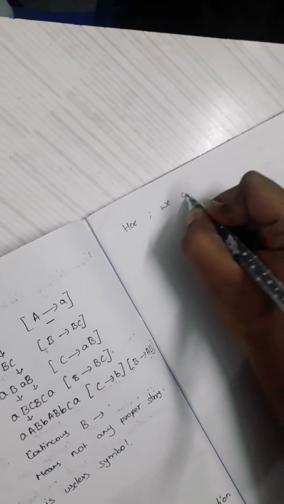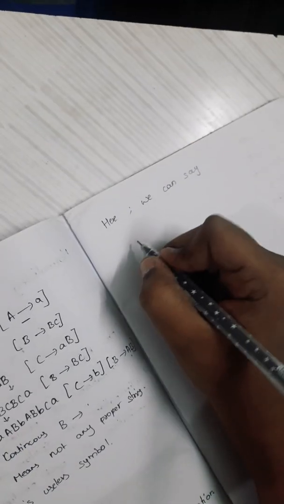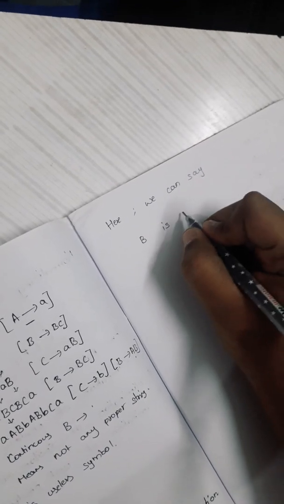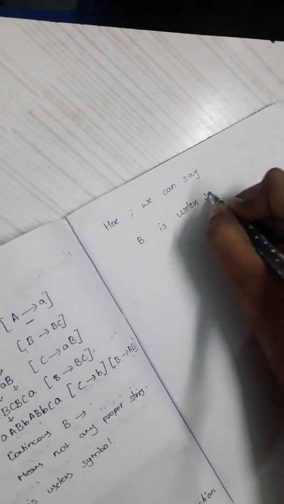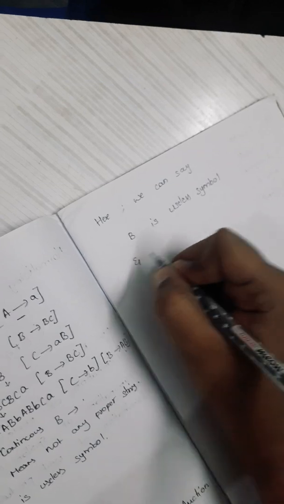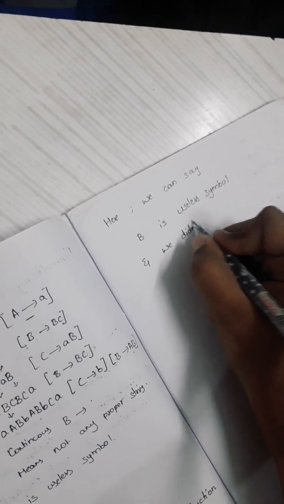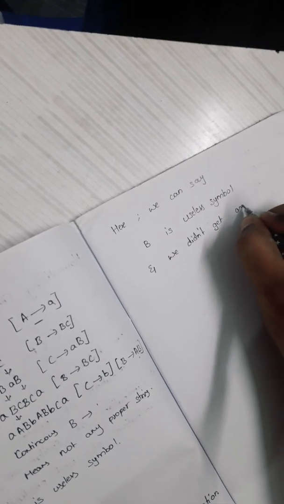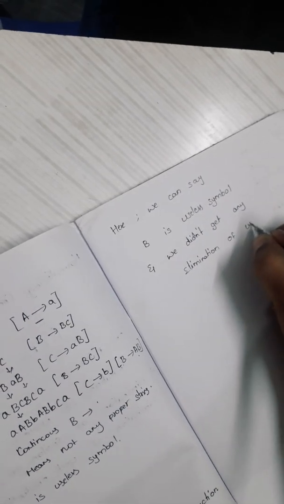Here we can say B is a useless symbol, and we didn't get any elimination of epsilon production or unit production. This is a simple example. Now we can consider another example.